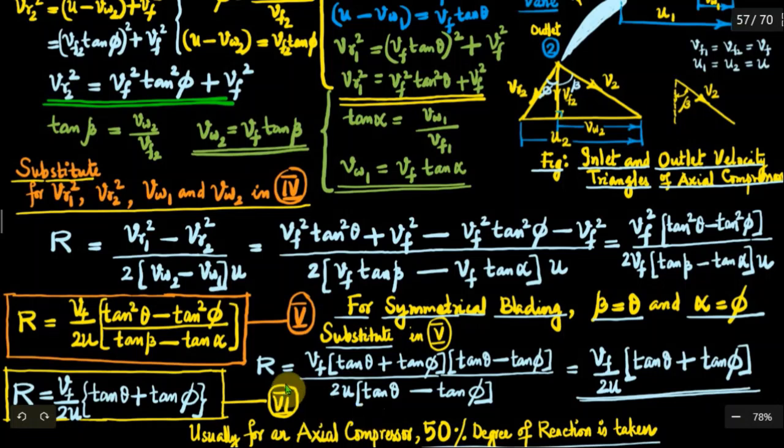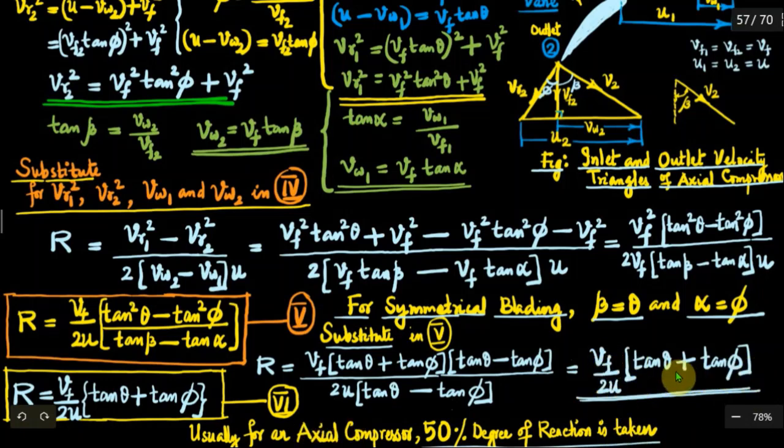So R is equal to, in the numerator, Vf into tan square theta minus tan square phi. Denominator, 2u into tan theta minus tan alpha. Instead of alpha, we write phi, so tan phi. See, the numerator is in the form a square minus b square, that is tan square theta minus tan square phi. So you can write that as a plus b into a minus b. So Vf into tan theta plus tan phi into tan theta minus tan phi, divided by, in the denominator, 2u into tan theta minus tan phi. So tan theta minus tan phi will be cancelled. So what remains is the required expression now.